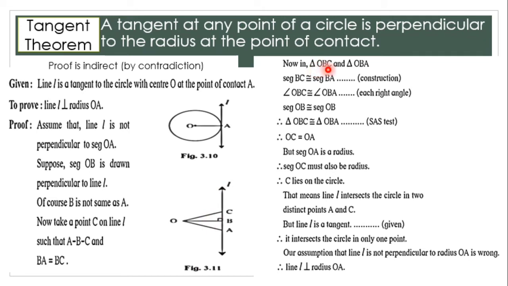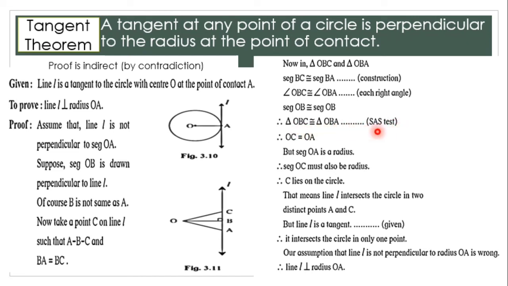Now in triangle OBC, here you can see triangle OBC, it is a right angle triangle, isn't it? Then segment BC is congruent with segment BA, you can see in the figure. It is our construction. Next, angle OBC is congruent to angle OBA, by which property? They are right angle triangles, each angle is 90 degrees, isn't it? Next, segment OB is congruent with segment OB. Then triangle OBC is congruent with triangle OBA by the side angle side test.